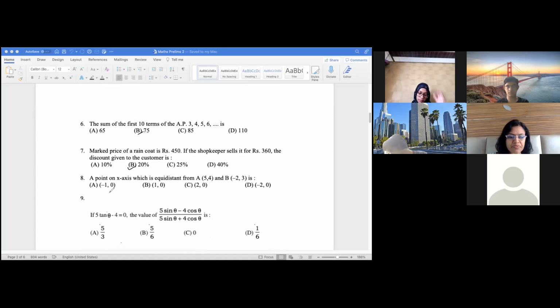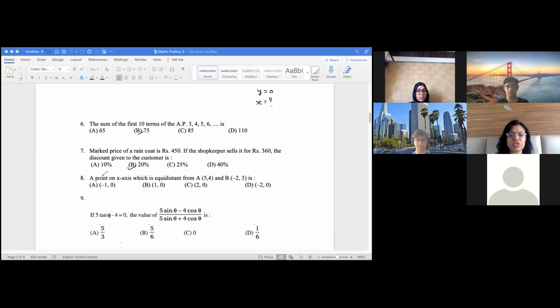Okay, a point on the x-axis which is equidistant from this and this is... So this is how much? How will you find this out? What is the answer for this? Just a moment. The value of x. First of all, this is a point on the x-axis which is equidistant. So what does x-axis mean? Y should be 0. Okay. So in all four options Y is 0. So Y is equal to 0. You have to find the value of X. Okay, X is equal to question mark.